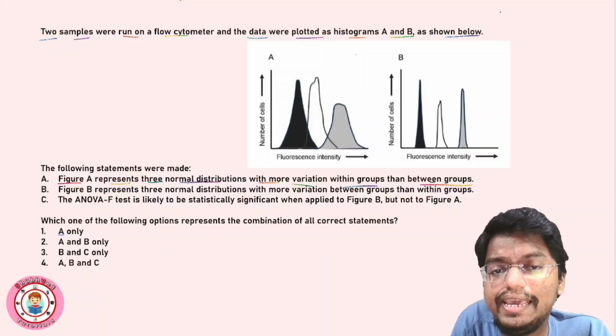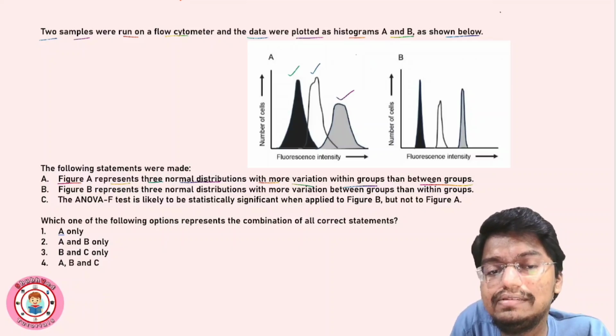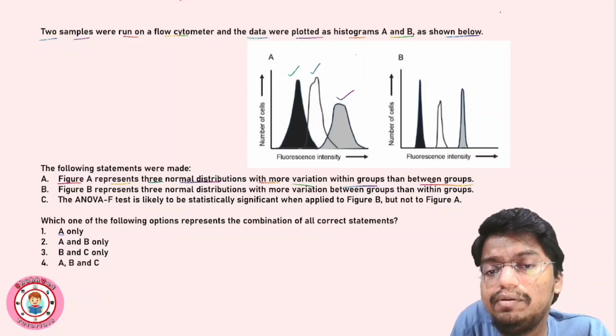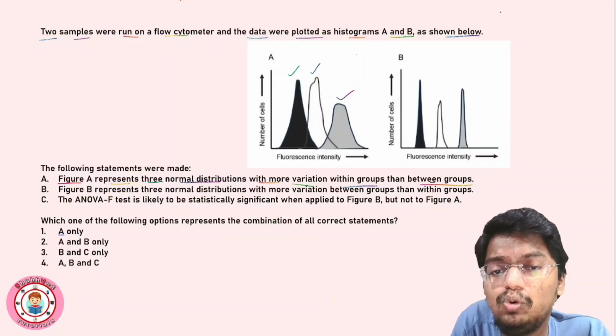So in figure A, you can see the graphs are broad, right? The peaks that are visible, individual peaks represent individual groups. So the groups have more variation within groups than between groups. That means between groups there is no gap, there is an overlap, right? The peaks have overlapped. So yes, this is correct.